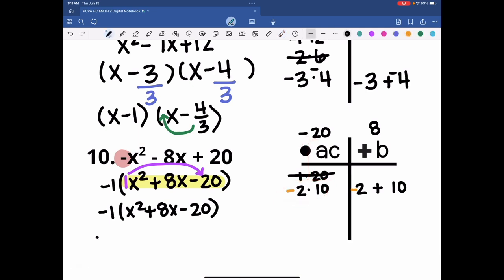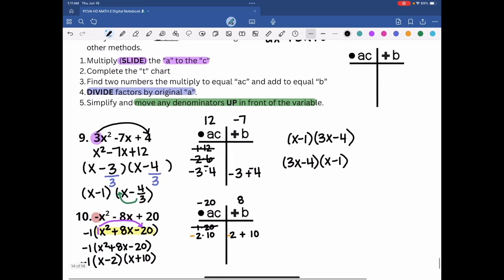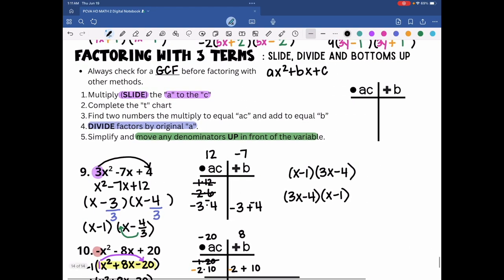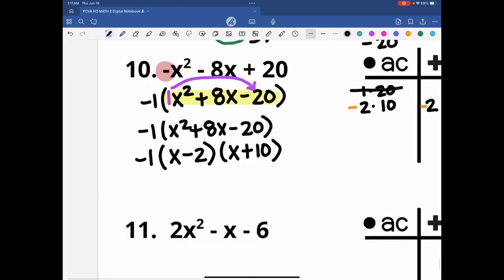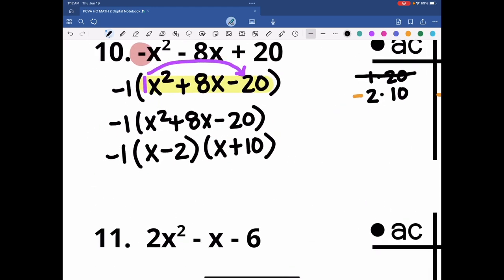So that negative 1 doesn't go away. The GCF is still part of the problem. So we're going to put in parentheses x minus 2 because it was negative 2, and then x plus 10. Now, if we go back to our method, the slide, we slid it over, then we divide. Technically, we slid a positive 1, and dividing by 1 is not going to change anything. So this is my final factored form.